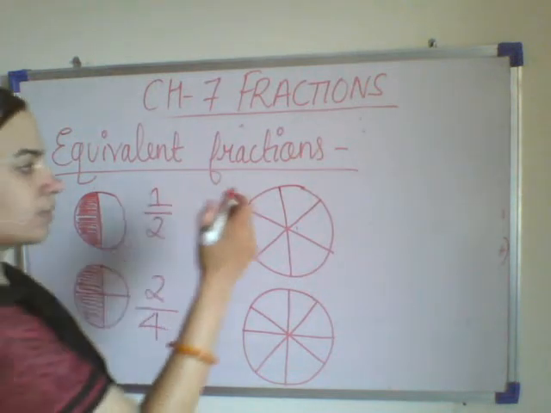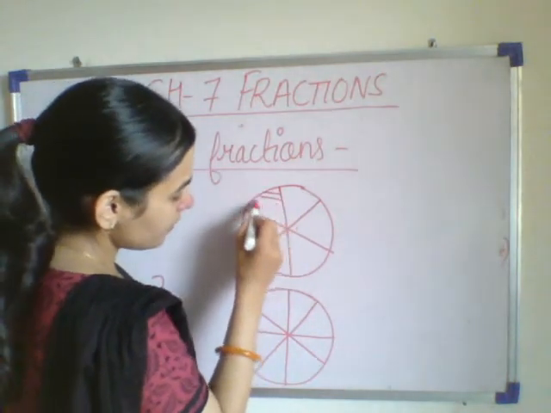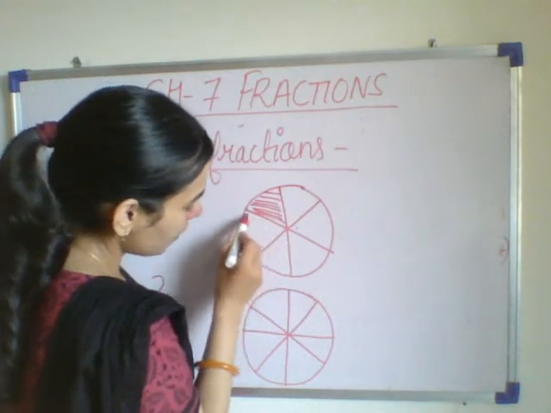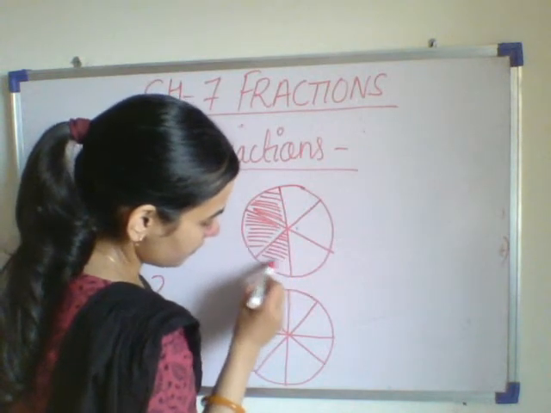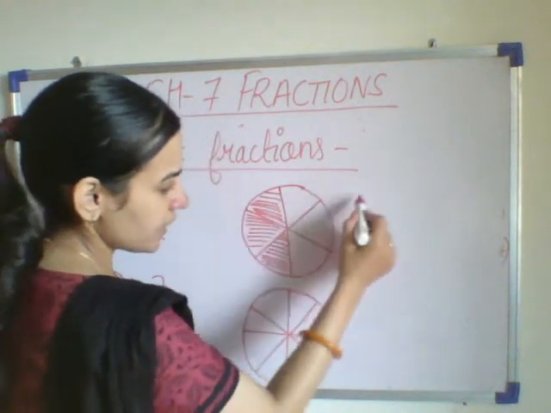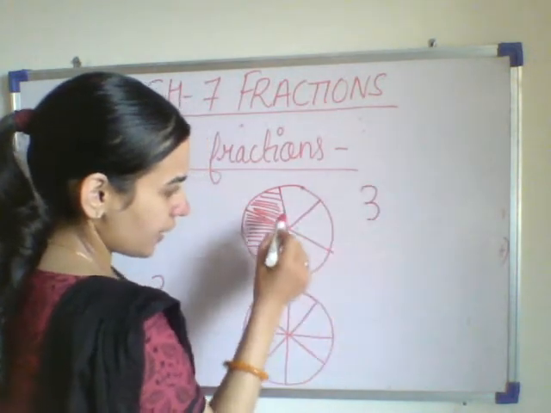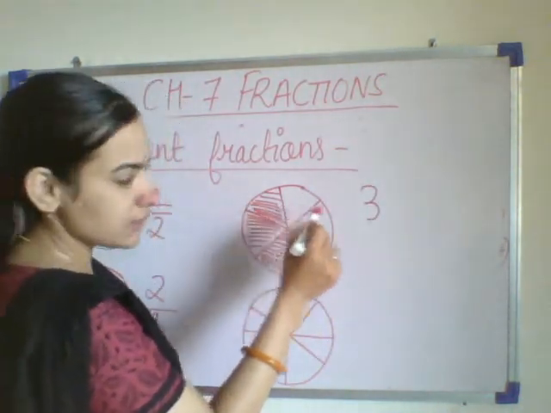Next I am shading here 3 equal parts. How many parts have I shaded here? 3. And in total how many parts are there in the circle? 6.